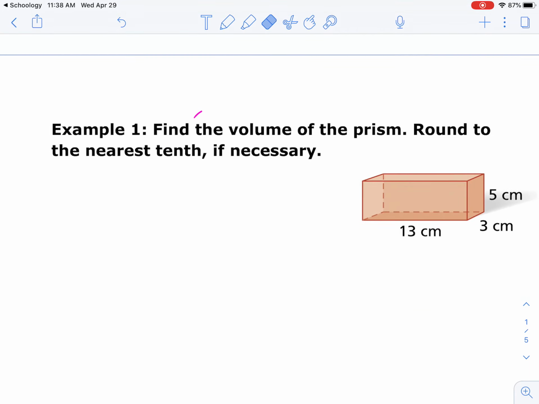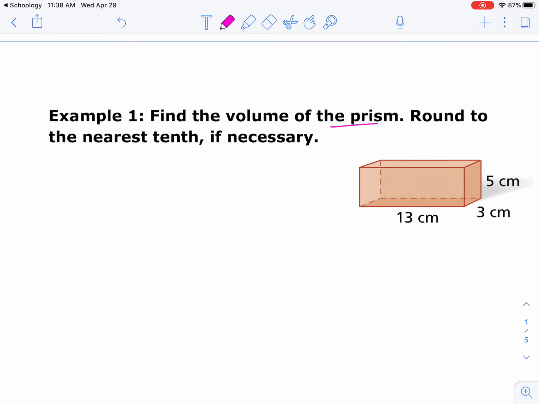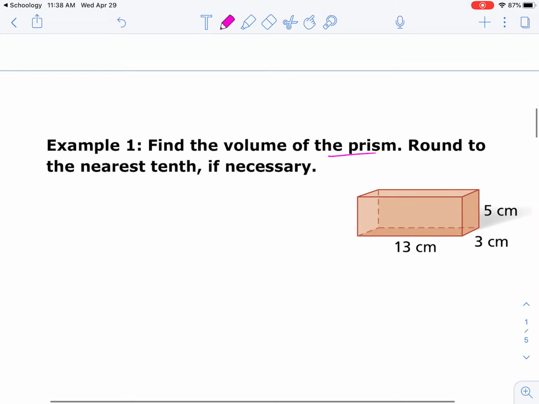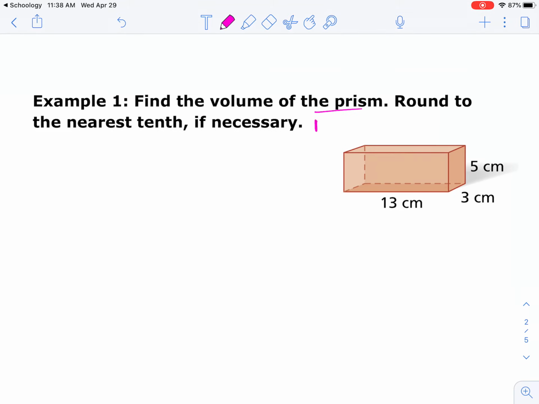Okay, so let's get into some problems. First one, find the volume of the prism, round to the nearest tenth if necessary. So very important, first thing you're going to do is identify what it is, so you know the shape of the base. So this right here, if you look at it, it's made up of all rectangles, so this is a rectangular prism.